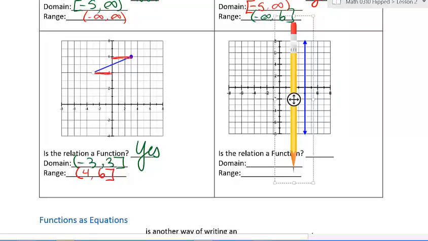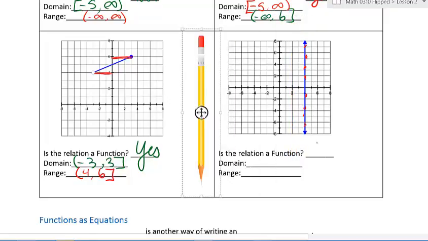4 is trying to date everybody in the world. 4 is trying to date this guy and this one and this one and all of these. Is this a function? Absolutely not. That x value, number 4, is trying to date everyone. So this is not a function whatsoever.